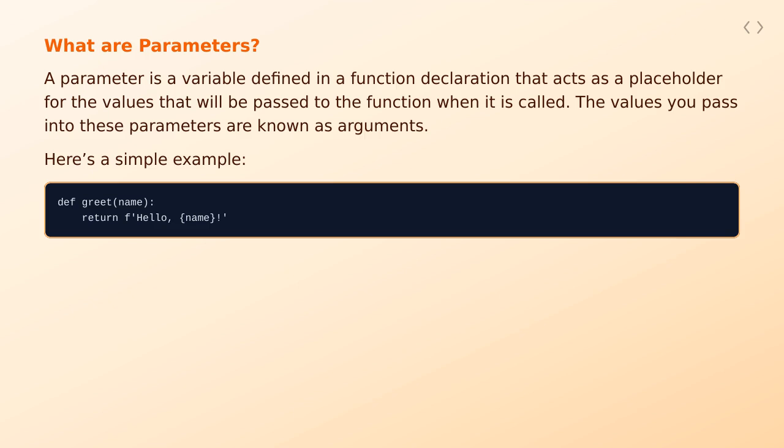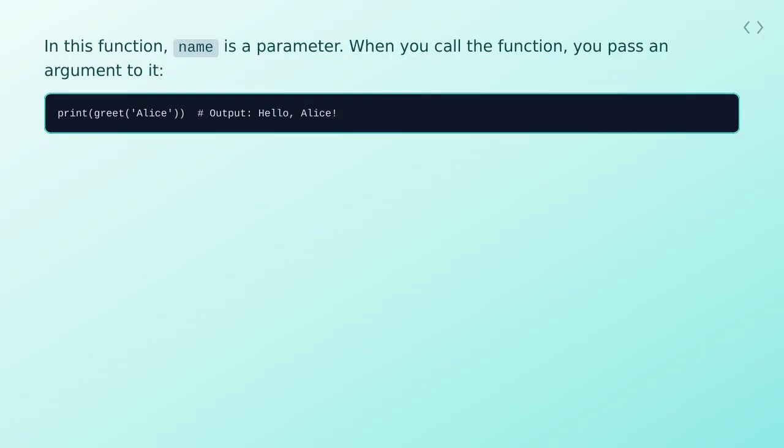Here's a simple example. Walk through the function definition shown in the code example. In this function, name is a parameter. When you call the function, you pass an argument to it. I'll let you read the examples on screen rather than reading every line aloud.